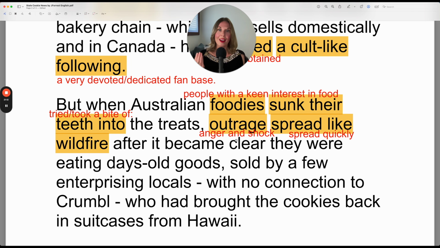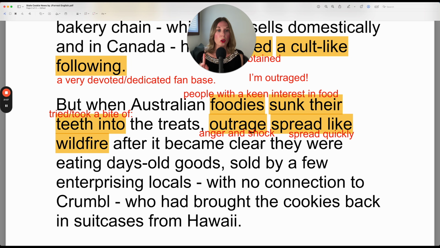So if someone told me I had to pay $17.50 for a cookie, my first reaction would probably be outrage. I'm outraged. I'm a little bit angry and shocked that the cookie would be that expensive. Or maybe if you studied really hard for an exam and you got a bad score, you could be outraged because you're angry, but you're also shocked because you studied really hard. So I'm outraged. So outrage, the noun form, spread like wildfire. Well, of course, wildfire spreads very quickly. So that's what it means, is anger and shock. It spread quickly within the community.